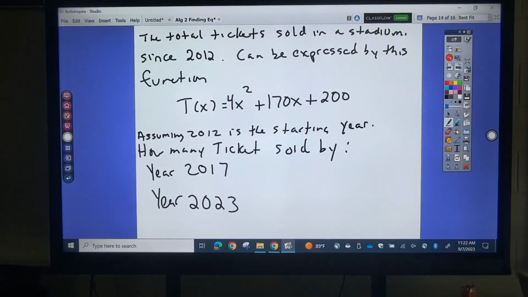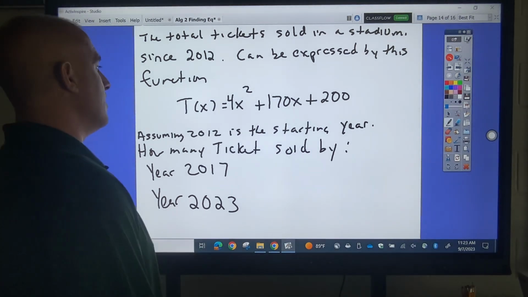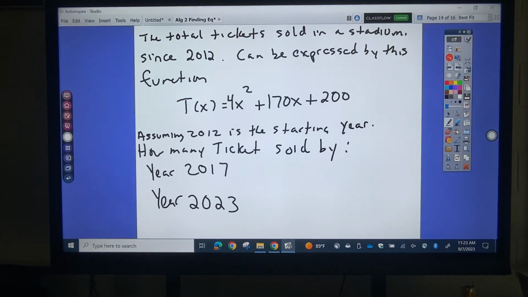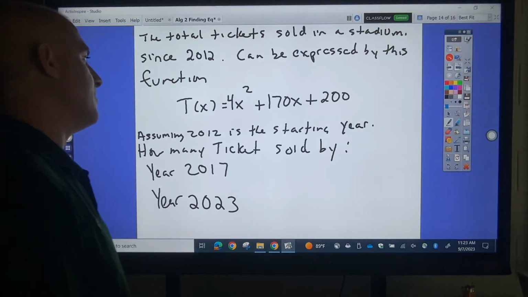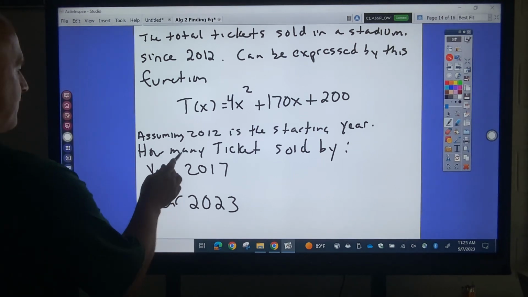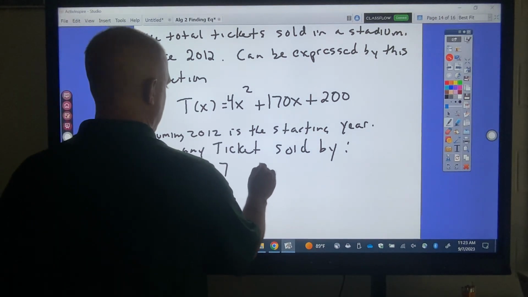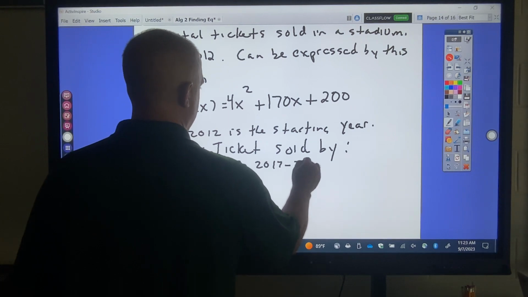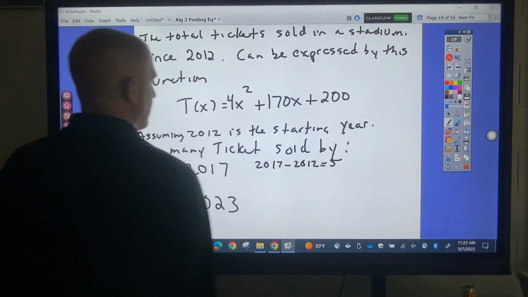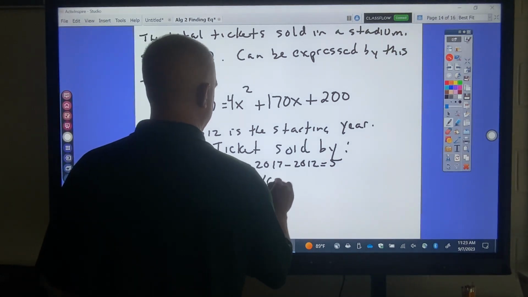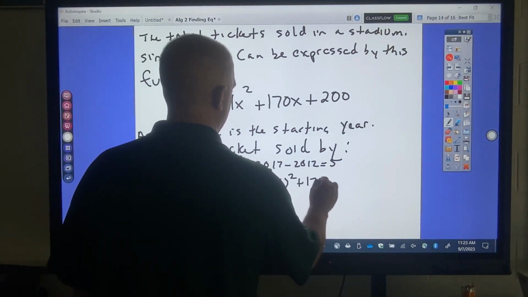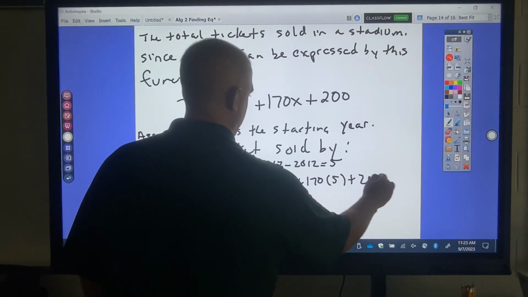Now, this next one says the total tickets sold in the stadium since 2012 can be expressed by this function, okay? Assuming 2012 is the starting year, how many tickets will be sold by 2017, okay? All right, so the idea is what you have to figure out, if the starting year is 2012 and it's 2017, that's gonna be 5 years. So what I wanna do is I wanna put 5 in for x and do a calculation, all right?